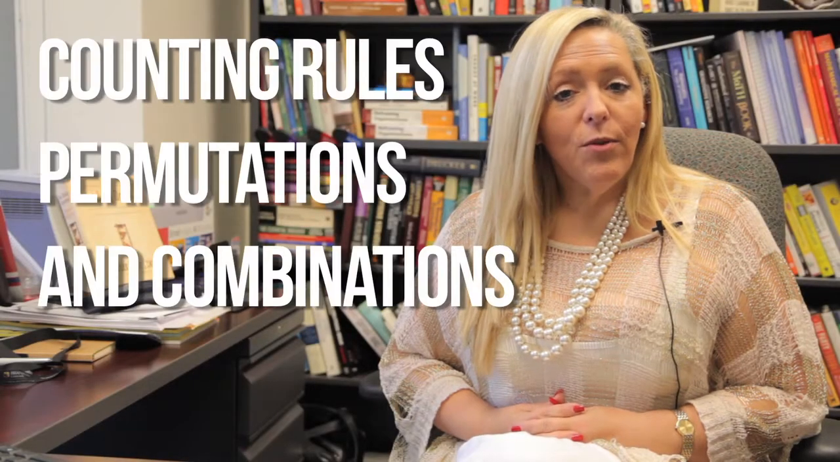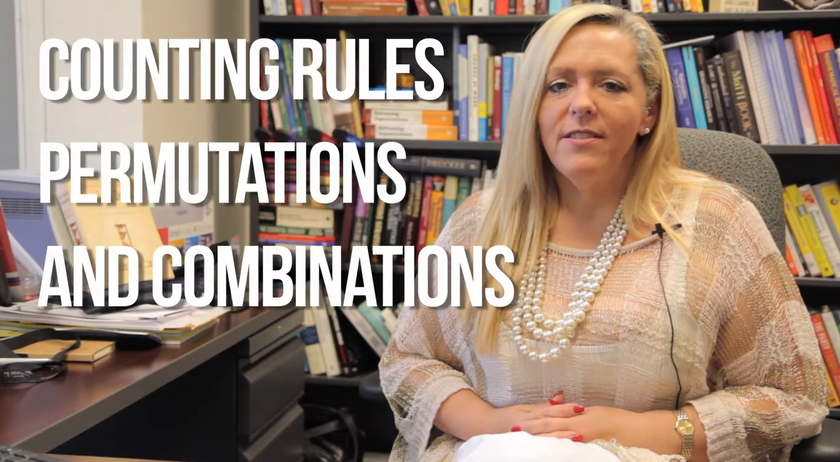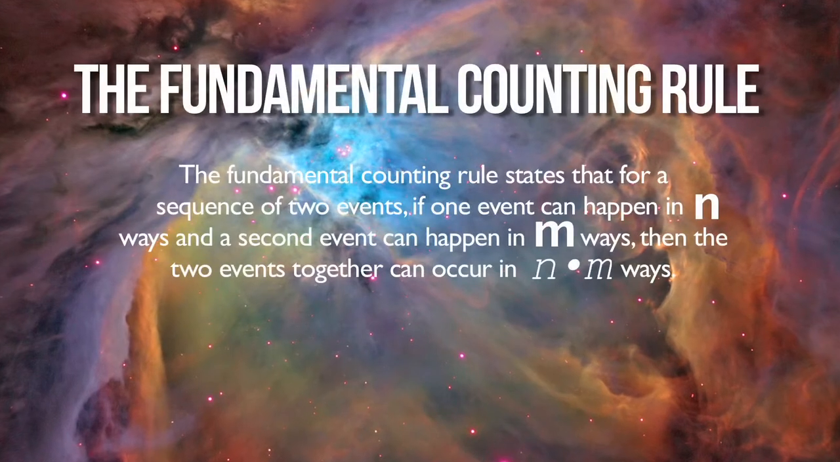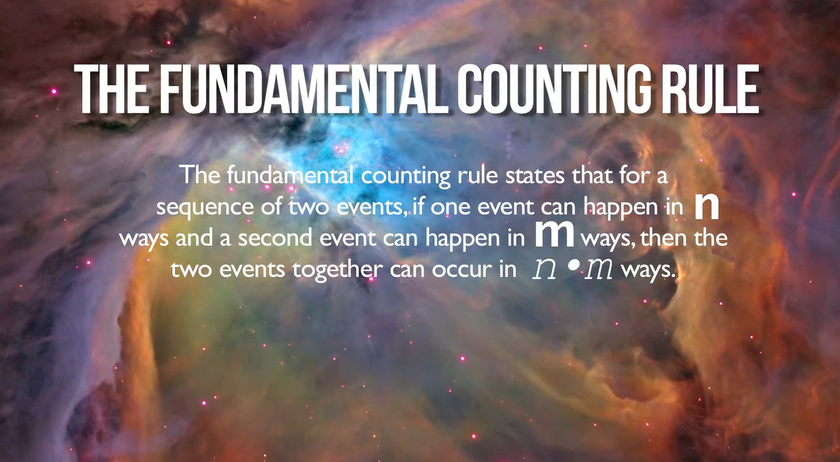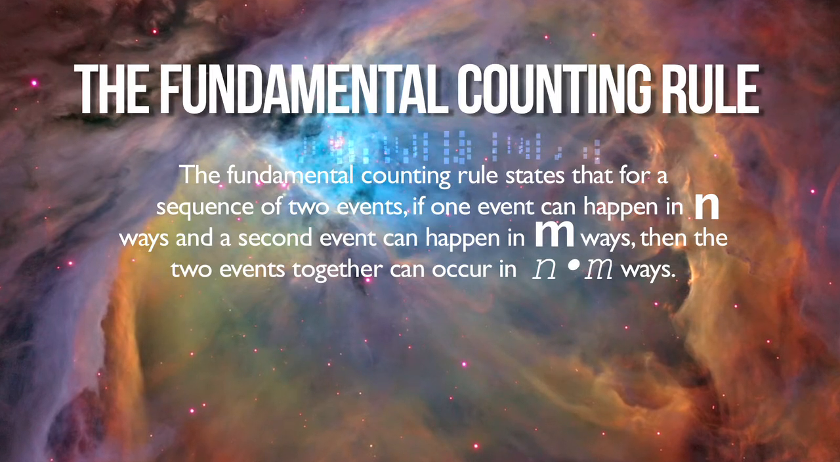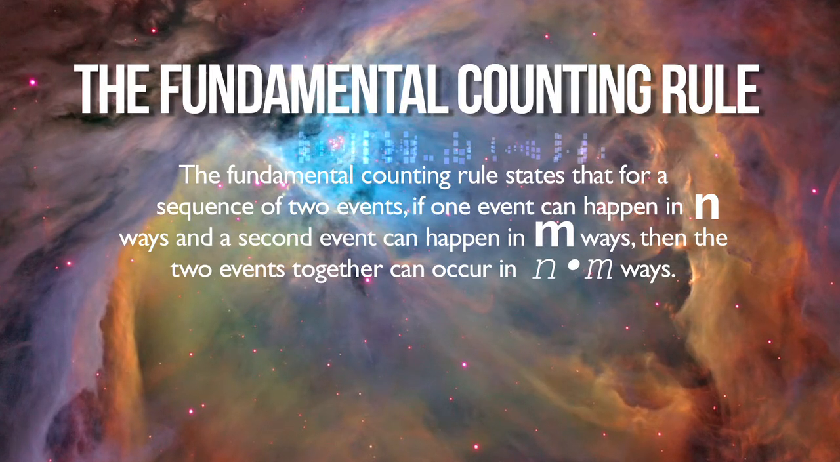Today's topic is counting rules, permutations, and combinations. We're going to start out with the fundamental counting rule. The fundamental counting rule says this: if one event can occur in n ways and a second event can occur in m ways, then the number of ways the two events can occur together is n times m ways.